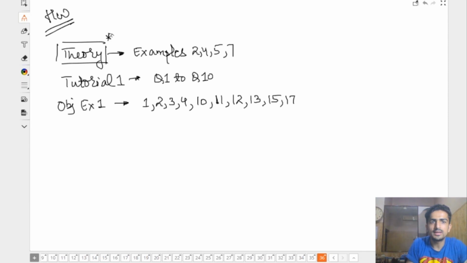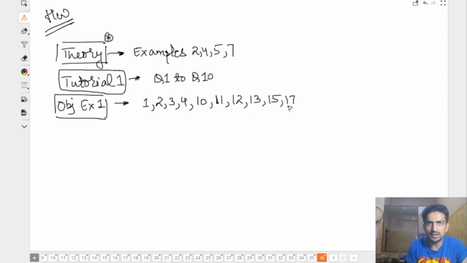Theory and notes is shared with you in PDF format. From there you have to do examples 2, 4, 5, 7. It will be by the name of theory and notes. Then tutorials are shared with you. From tutorial 1 you have to cover questions 1 to 10. Yes, Rajneesh, objective exercise 1 is shared with you, and these are the questions you have to cover after the lecture. Okay, so you should have taken the screenshot by now.